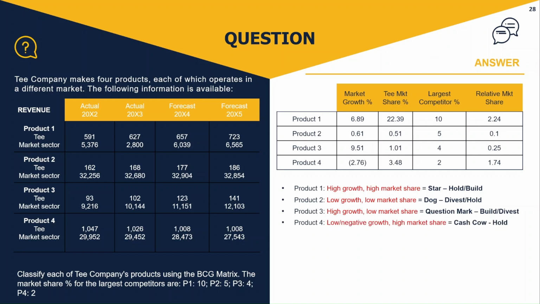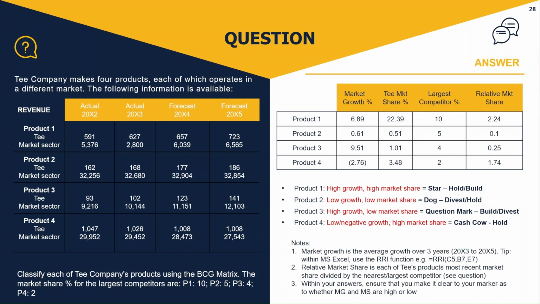And then product 4, low or negative growth, and then high market share, because we've got 1.74. So we've got almost double what our closest competitor has. So that's our cash cow. So you can see they tend to do that where there's going to be one for each section.